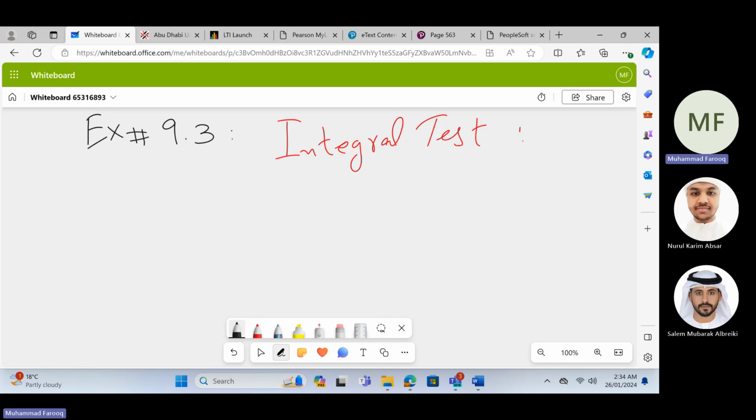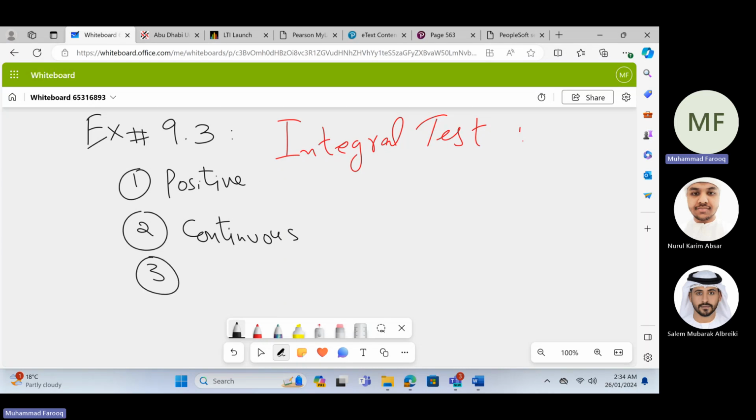Before you apply this test, make sure, number 1, the function is what? In short, we say PCD. We have to check PCD. Positive: the function must be positive. Understand? Number 2, the function must be continuous. P, C. Number 3, D.